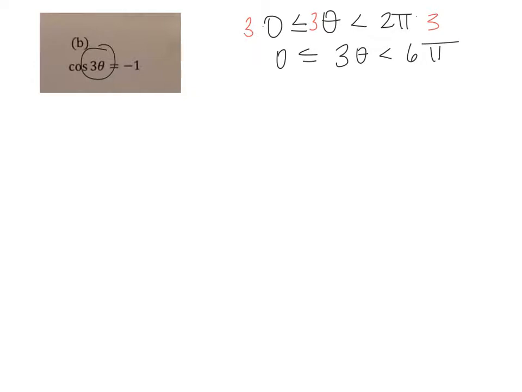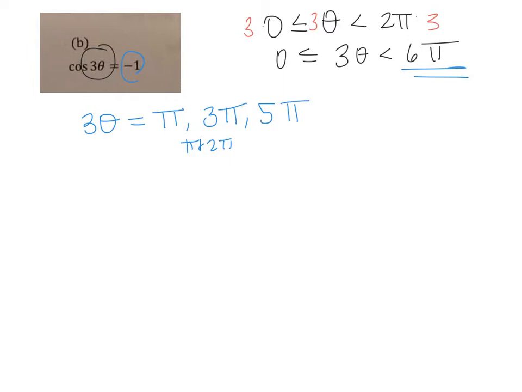So I'm going to solve for 3 theta. I know that the quadrantal value for cosine being at -1 occurs at pi, but I can take all of my solutions all the way up to 6 pi. So I'm going to add a revolution, get to 3 pi. I'm going to add another revolution, get to 5 pi. If I add another revolution, I'll get to 7 pi, but that's too big. So I'm going to stop at 5 pi. So this is what we have.